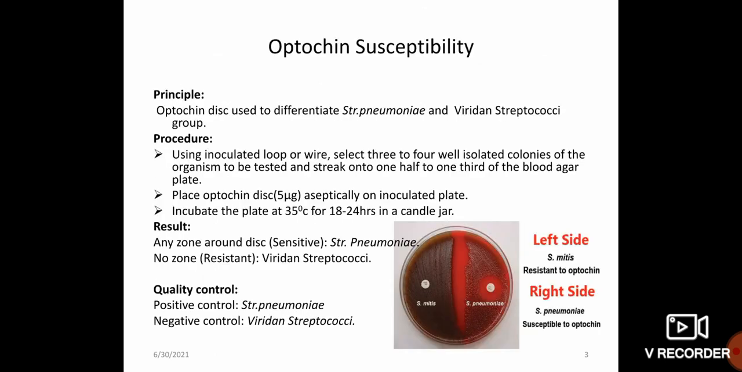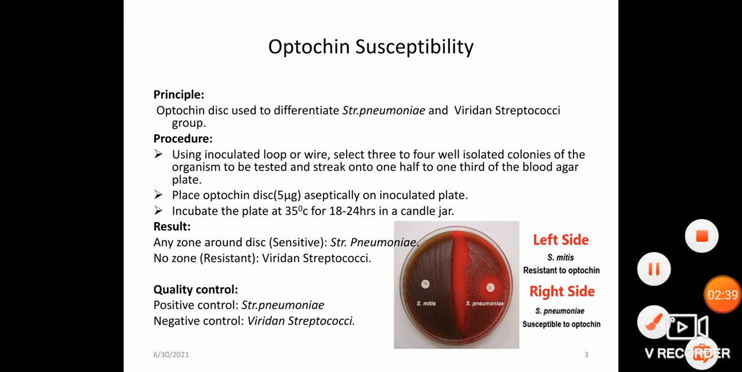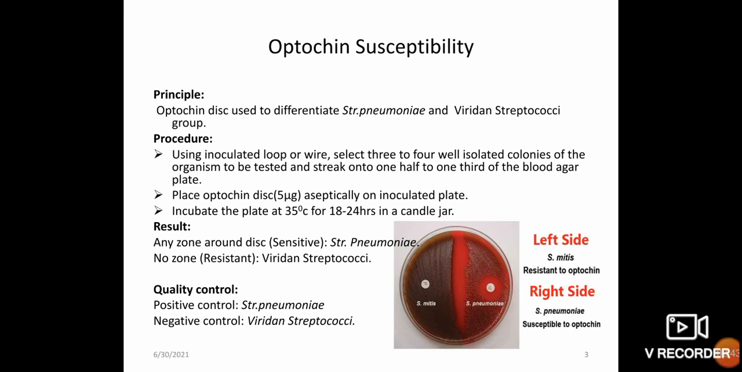Next one is the optochin susceptibility. Optochin susceptibility is used for the identification of Streptococcus pneumoniae. Whenever there are alpha hemolytic colonies on blood agar, we differentiate the bacteria into two: Streptococcus pneumoniae and alpha hemolytic Streptococcus, also called viridans streptococci.